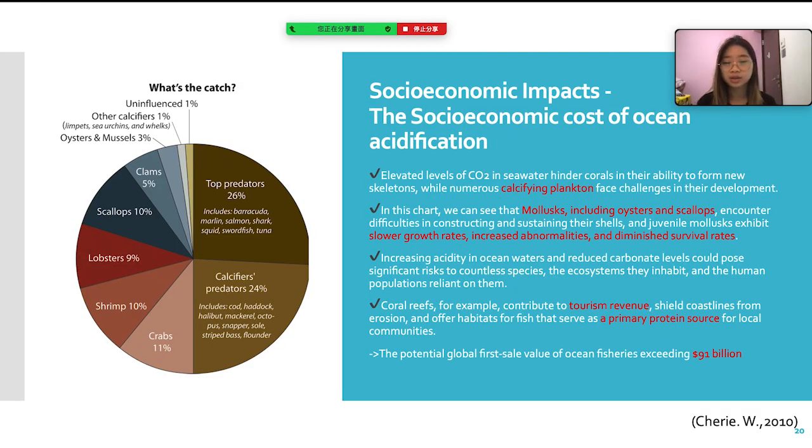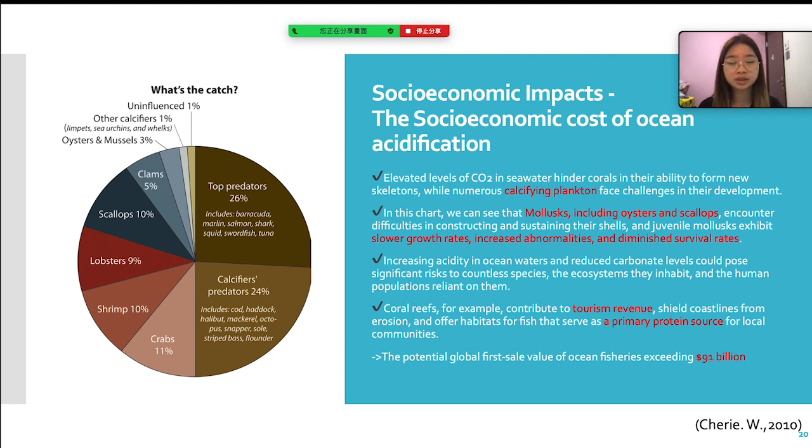Third, the socio-economic cost of ocean acidification. Elevated levels of CO2 in seawater hinder corals in their ability to form new skeletons, while numerous calcifying planktons face challenges in their development. In this chart, we can see that mollusks, including oysters and scallops, encounter difficulties in constructing and sustaining their shells, and pteropod mollusks exhibit slower growth rates, increased abnormality, and diminished survival rate.